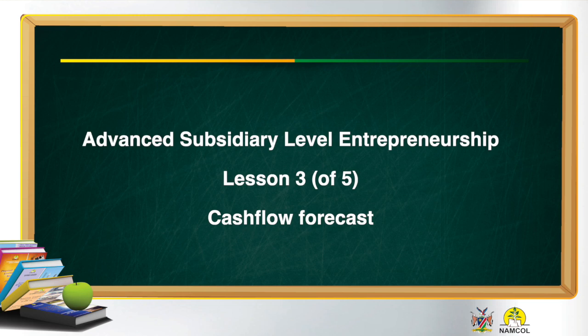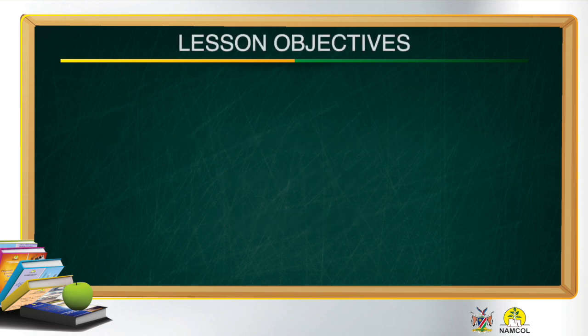Lesson 3 in our 5-part series for Grade 12 Entrepreneurship learners. We are going to discuss how to present financial data such as cash flow forecasts with the use of graphs and tables.